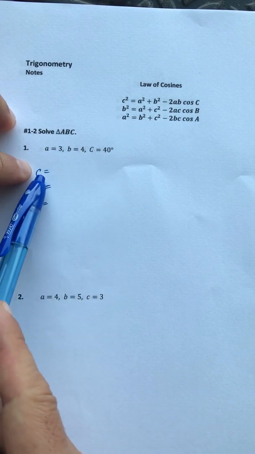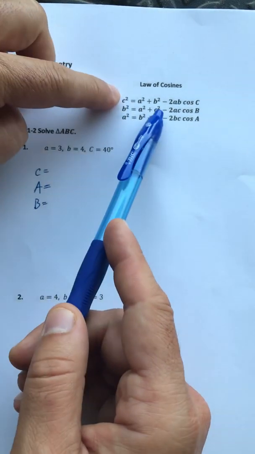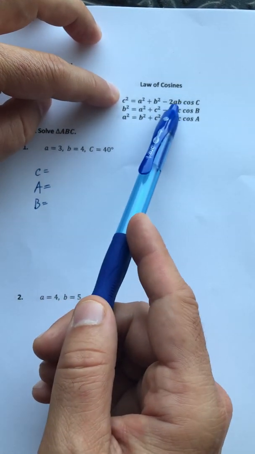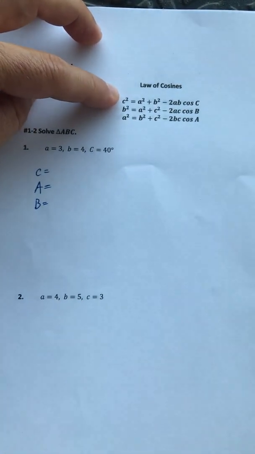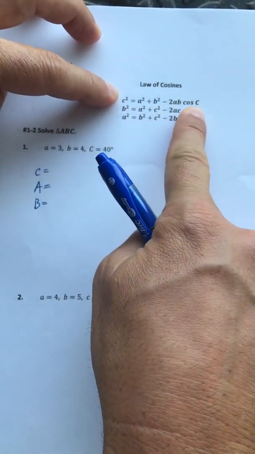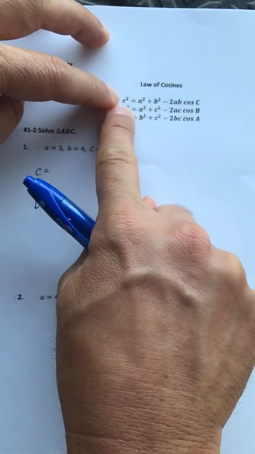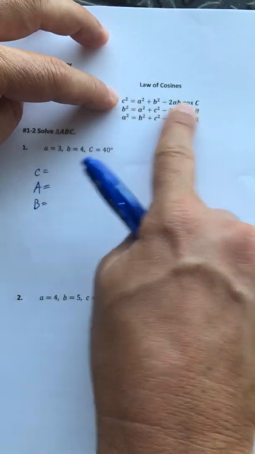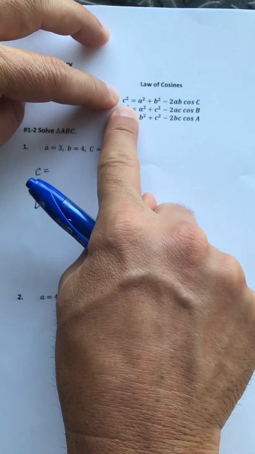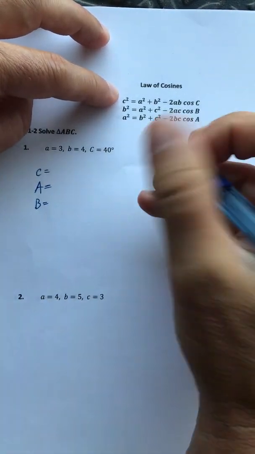I need side C. So I'm going to use this top formula right here. C squared is A squared plus B squared minus 2AB cosine C. So I'm going to plug in A, B, and angle C here, and I'm going to solve. This right side is going to give me C squared. So after I simplify the right side, to get C, I'm just going to take the square root of both sides. So let's use this formula here.